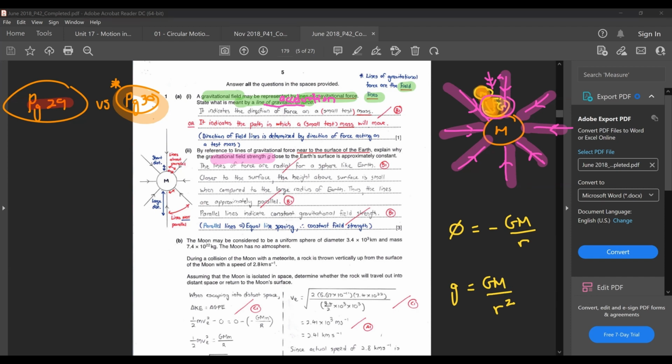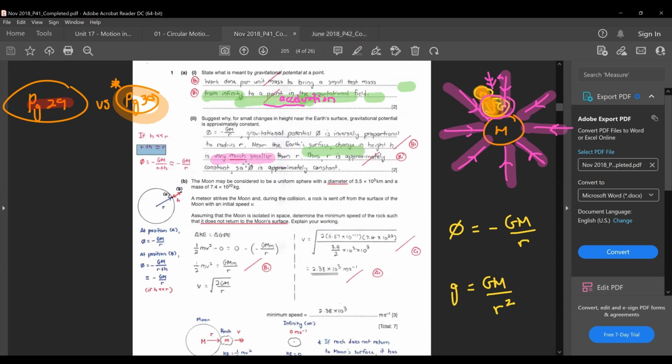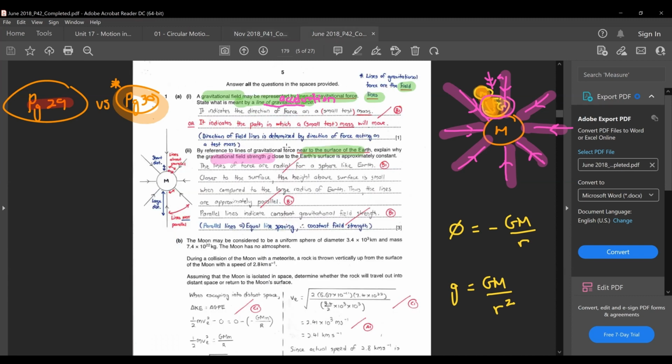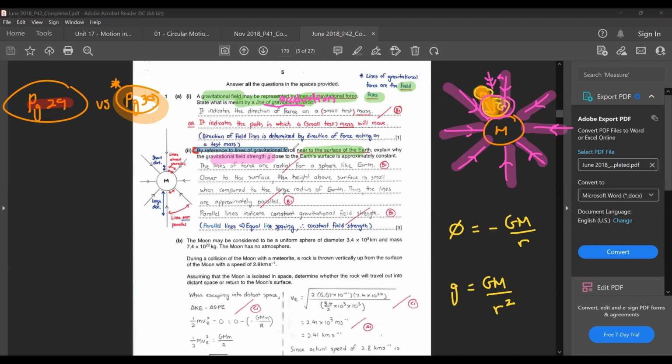So here they're asking you something similar. Why is it that near the surface of the Earth, the field strength is going to be approximately constant? Now, if you had tried to explain this in the form of an equation like you did in page 30, that one actually would be okay also. But here, the question actually mentioned to you by reference to the lines of gravitational force. So this one, you cannot use an equation to explain.